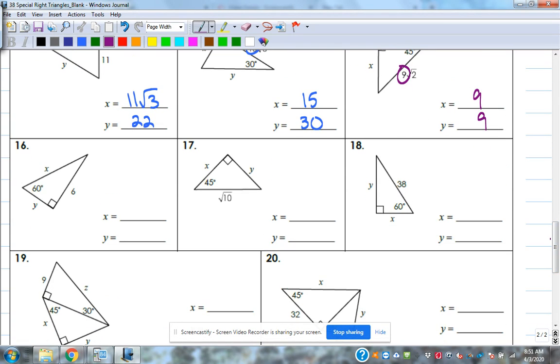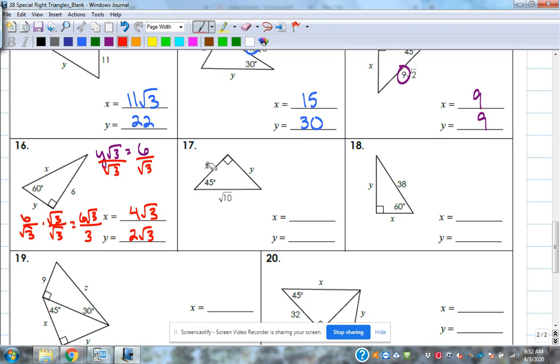Number 16, 30, 60, 90. We have the long leg on this one. So we're going to set up y radical 3 is equal to 6. We're going to divide by radical 3. We've got to do that rationalizing thing again. So 6 over radical 3 times radical 3 over radical 3. 6 radical 3 over 3, which reduces to be 2 radical 3. And then the hypotenuse is twice that, which would be 4 radical 3.